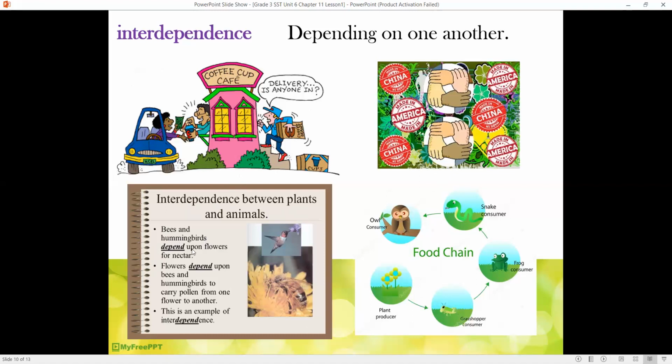Bees and hummingbirds depend upon flowers for nectar. You know what nectar is, right? The sweetness in the flower. Flowers depend upon bees and hummingbirds to carry pollen from one flower to another. This is an example of interdependence. The hummingbirds depend upon the flowers for the sweetness. At the same time, the flowers depend upon the hummingbirds and the bees to carry their pollen. So there is a transfer of the pollen, and again it will produce more flowers in another place.